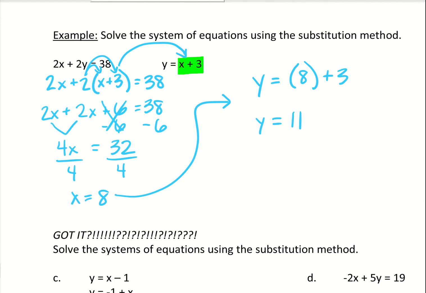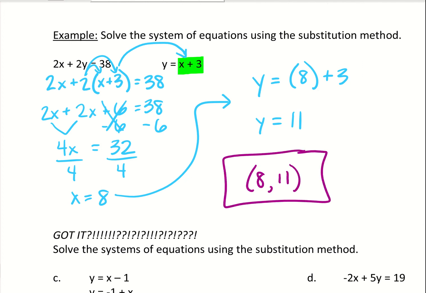And then that's it. We found both of those values. So our solution is going to be the ordered pair 8, 11. And that is it for that problem.